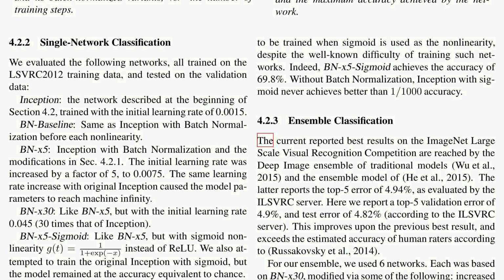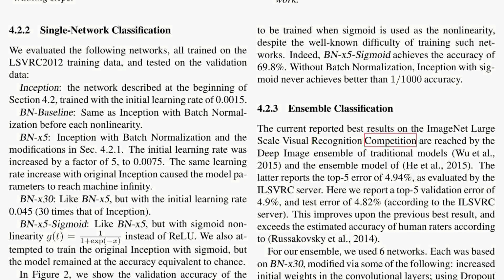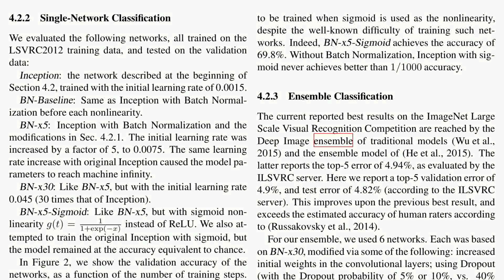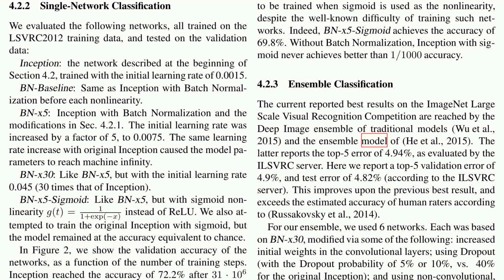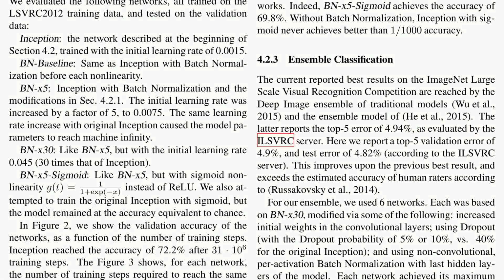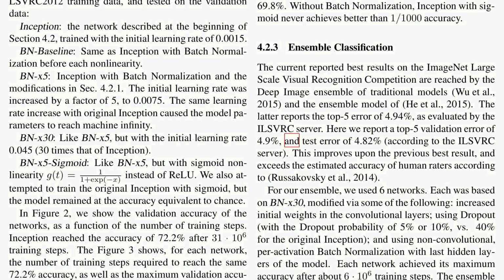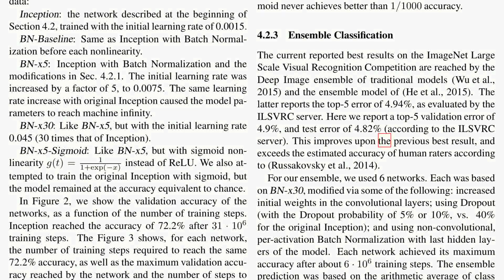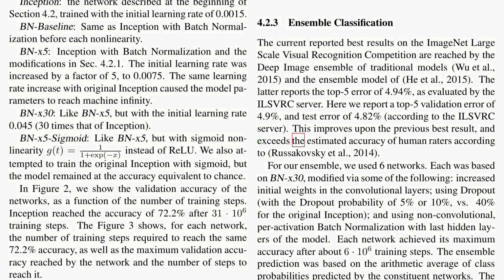Ensemble classification. The current reported best results on the ImageNet Large Scale Visual Recognition Competition are reached by the Deep Image ensemble of traditional models and the ensemble model of [another work]. The latter reports a top-5 error of 4.94%, as evaluated by the ILSVRC server. Here we report a top-5 validation error of 4.9%, and test error of 4.82%, according to the ILSVRC server. This improves upon the previous best result and exceeds the estimated accuracy of human raters.